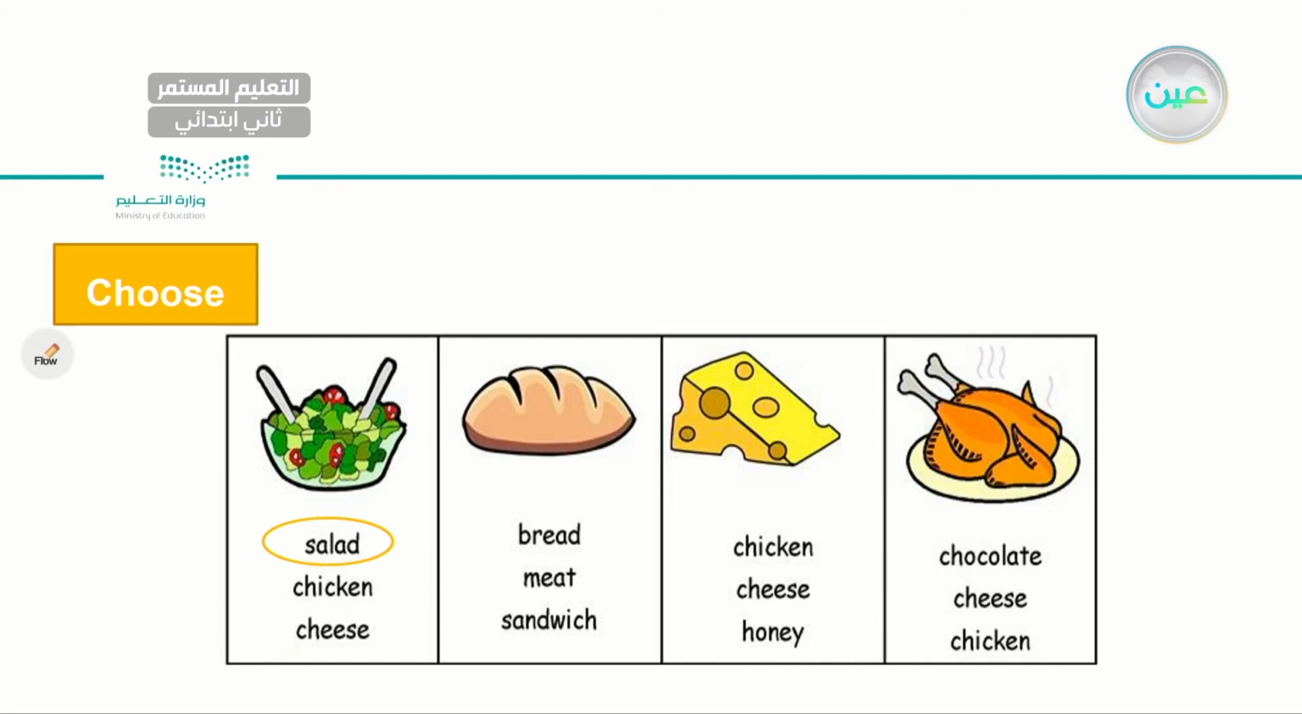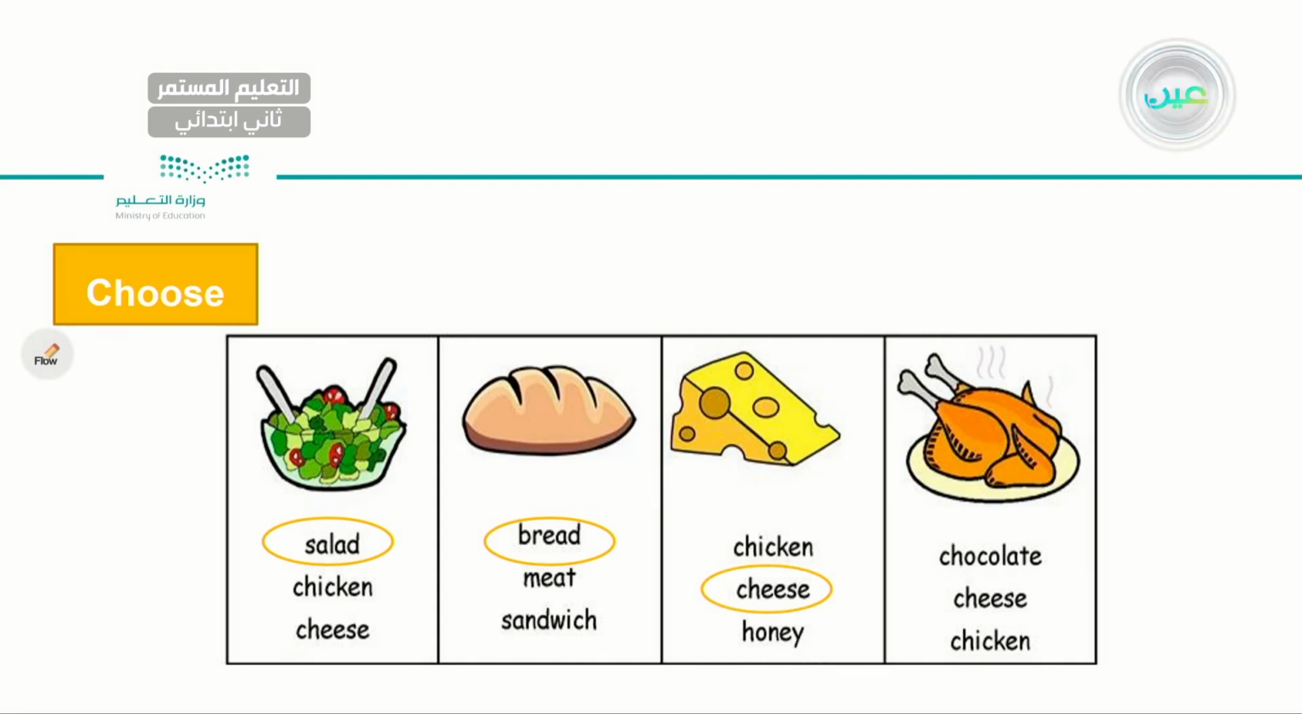It's a salad. Next, what do you think? Do we have bread, meat, or sandwich? What do you think? I have bread. Very good, my dear student. Excellent. Next, what do I have? I have a slice of what? Chicken, cheese, or honey? The answer is cheese.